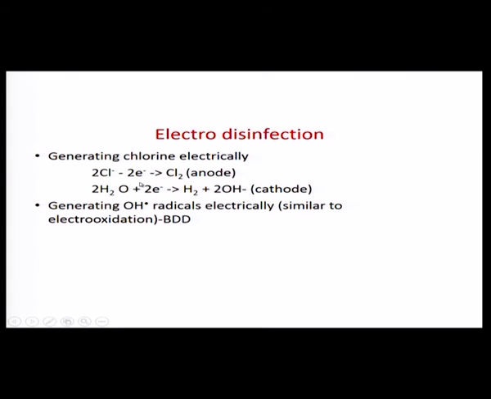Simultaneously during this process, a cathode reaction also takes place. Water will pick up the released electron and hydrogen may be generated at the cathode, and hydroxide ion will also be formed. Similar to chlorine, we can generate a hydroxyl radical also.